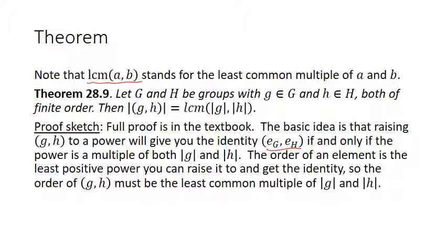So then from there, the order of an element is the least positive power that you can raise it to and get the identity. So the order of (g, h) must actually be the least common multiple of the order of g and the order of h. I hope that idea makes sense to you. If you want more details, you can read about it in the textbook.